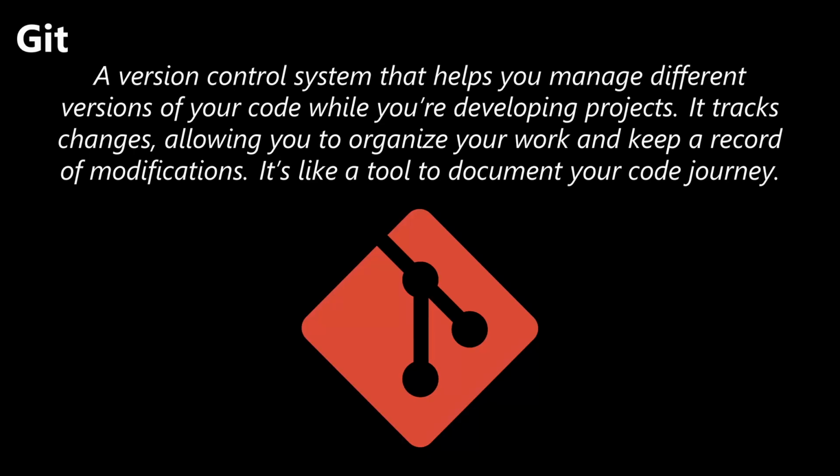Git is a version control system that helps you manage different versions of your code while you're developing projects. It tracks changes, allowing you to organize your work and keep a record of modifications. It's like a tool to document your code journey.